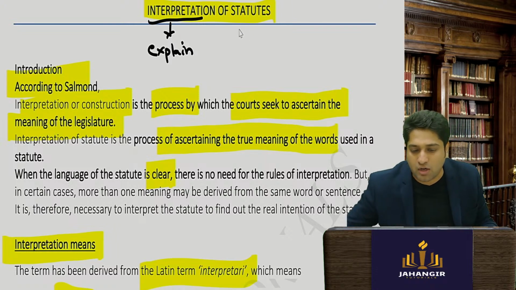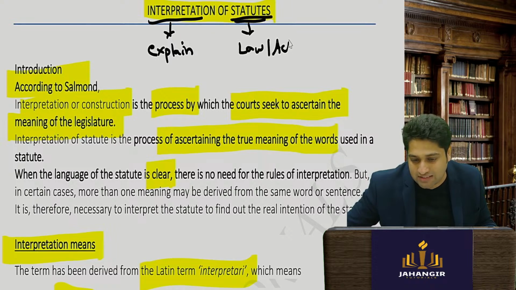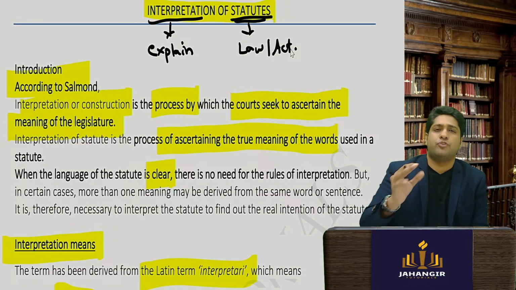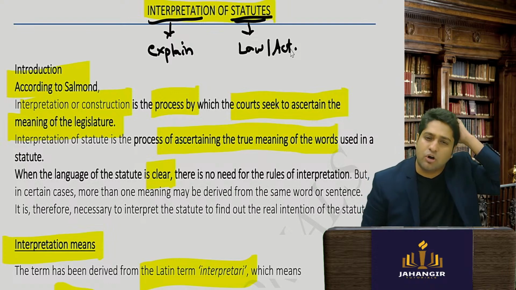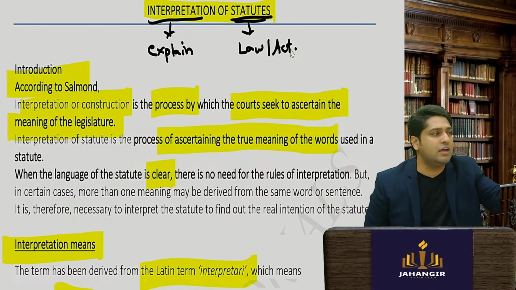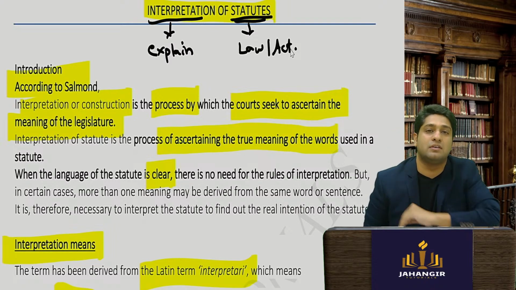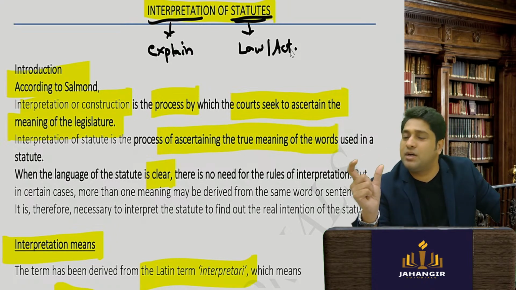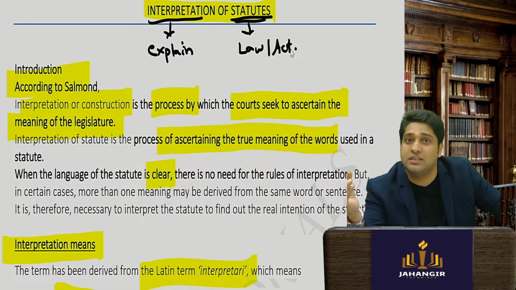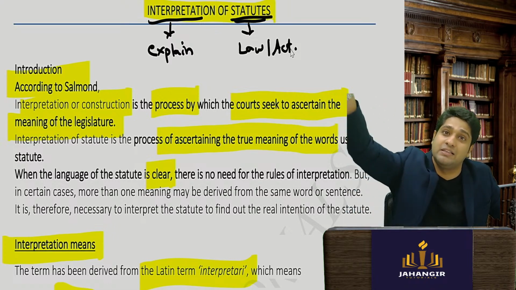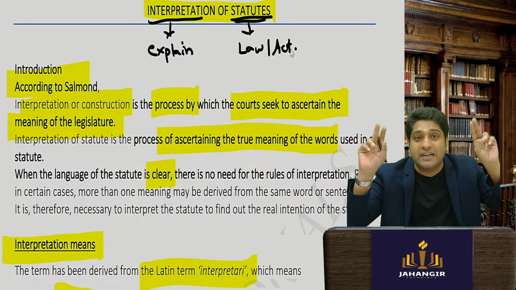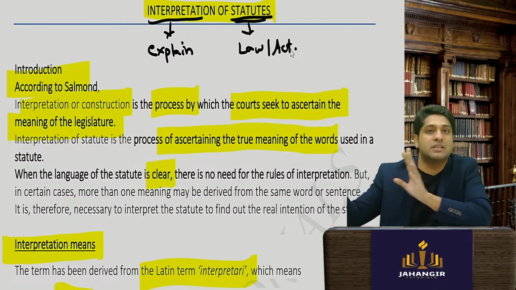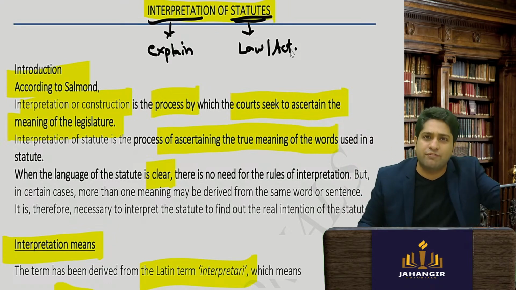Now, what are we interpreting? We are interpreting laws or certain acts. Statute is an act. So, for example, when we are reading your Companies Act, if we want to know the meaning of the term person, I want to understand what person means. Does it mean natural person? Does it mean artificial person? Does it mean aliens are included? So I want to interpret the meaning of the term person. Then you will go to the definition and you will see.